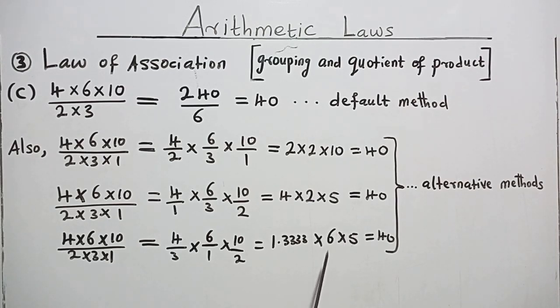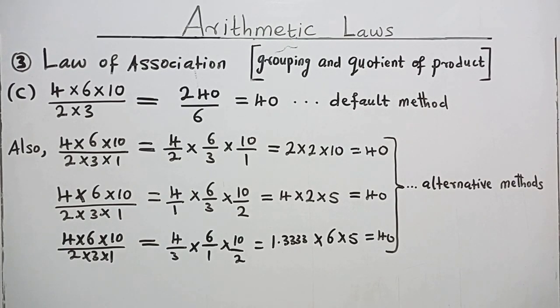6 times 5 is 30. 30 times 1.333 is approximately equal to 40. It is exactly 40 if all the decimal places after this dot are used for this multiplication. But because we have just 4 decimal places, what we get is roughly 40. Therefore, whether it is this, or this, or this, the result is the same 40. All of them are called alternative methods of carrying out the same original number operation, the division of a product by another product.